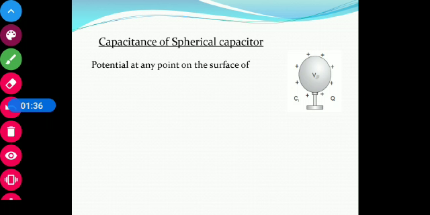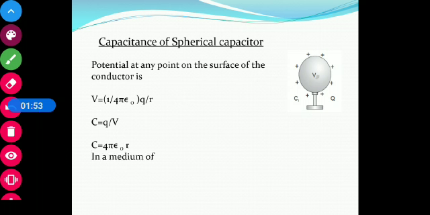Capacitance of a spherical capacitor. This is a spherical capacitor having positive charge Q. We know that potential at any point on the surface of the conductor is V is equal to 1 upon 4 pi epsilon naught Q upon R. Also C is equal to Q upon V. So if we put the value of V in this equation, we will get C is equal to 4 pi epsilon naught R. And if the medium is any other medium having dielectric constant K, then the capacitance will become 4 pi epsilon naught K R. So this is the capacitance of a spherical capacitor.